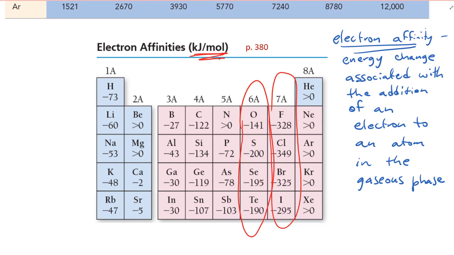Now, if you don't know what affinity means, affinity is similar to an attraction or a liking of each other. So they have a high affinity or high attraction for each other. And so the more negative this value is, the more it wants to take on an electron. And that should make sense because we know that these are the nonmetals, and the nonmetals are the ones that in reactions tend to pick up electrons quite easily.